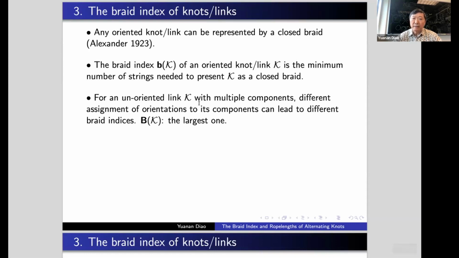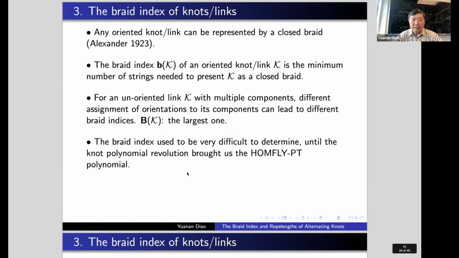In the case that you have a link with multiple components, remember we're talking about oriented links. So if you have multiple components, you can assign different orientations to those components, and those different orientation assignments can lead to different braid indices. And therefore, I'm going to introduce a notation here. The capital B of K is the largest braid index among all those orientation assignments.